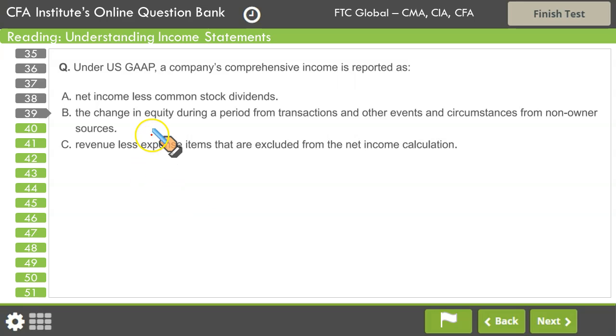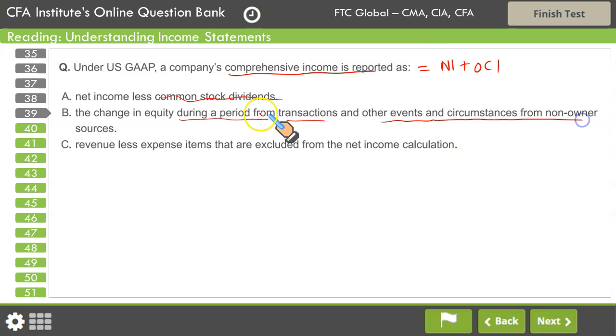Next, under the US GAAP, a company's comprehensive income, which we know is the sum of your net income plus other comprehensive income. So under the US GAAP, a company's comprehensive income is reported as net income less common stock dividend. No, common stock dividends are not deducted from net income. Rather, it's part of your equity adjustments in your retained earnings. The change in equity during a period from transactions and other events and circumstances from non-owner sources. Non-owner sources means additional shares issued or dividends distribution. These are the transactions with the owners.